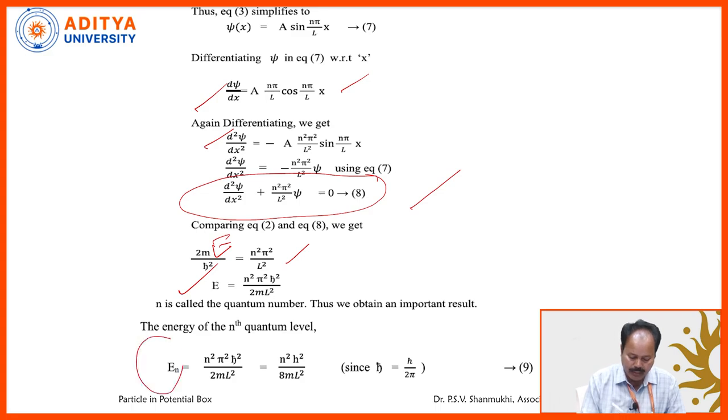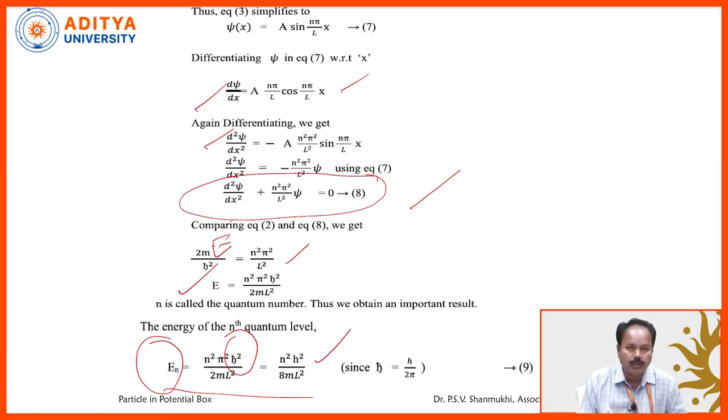That's why I am just writing this as E suffix n. n square pi square h cross square by 2m L square. Actually this h cross is h by 2 pi, already we know. That's why on simplifying this one, we get n square h square by 8m L square. So what is the final energy expression? E n is equal to n square h square by 8m L square.